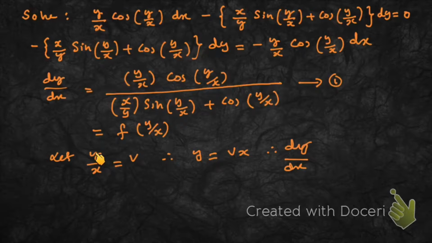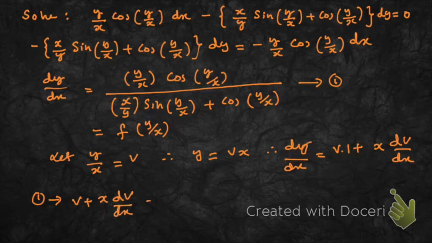So we say, as usual, let y by x be equal to v. Cross multiply, find dy by dx. So this is what I get. y becomes dy by dx, v into x is product rule, so v into 1 plus x into dv by dx. And I substitute all this back into this. So dy by dx would become this. And this is v cos v. This would be 1 by v sine v plus cos v. So that's what I would get there.